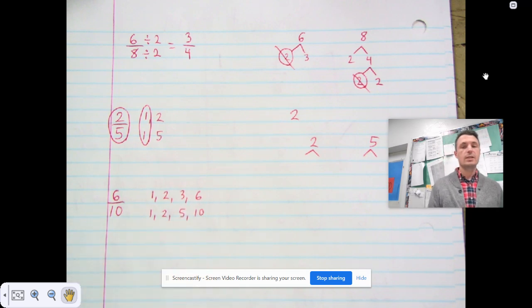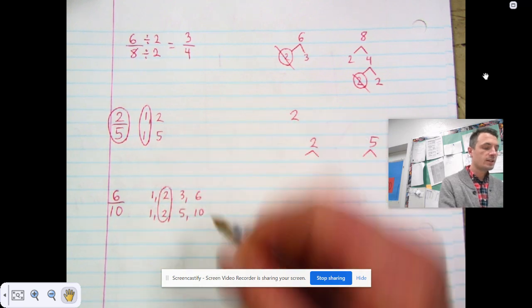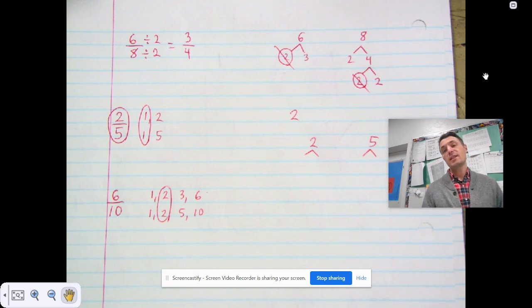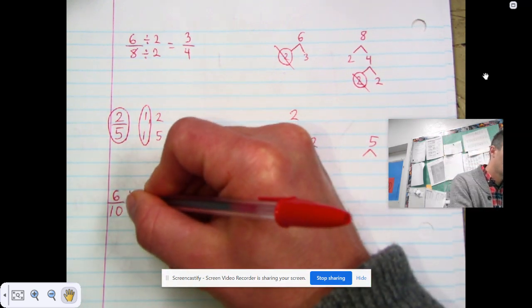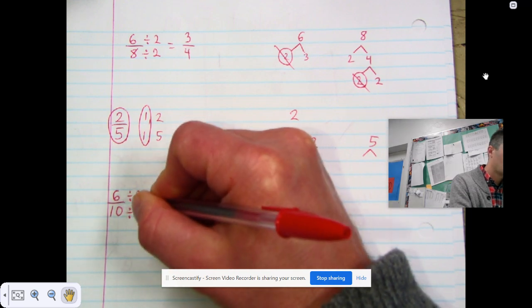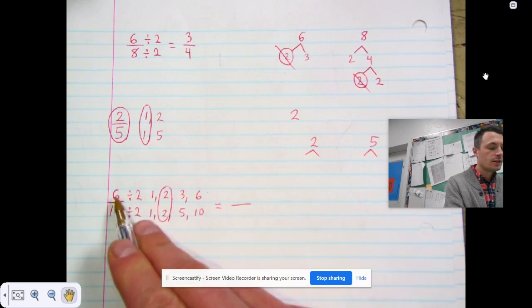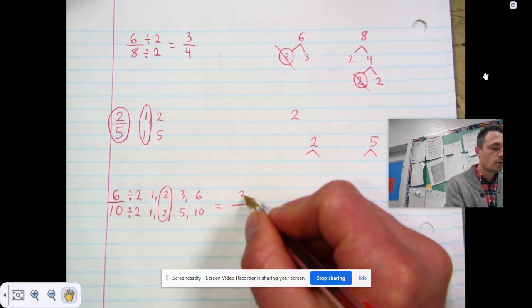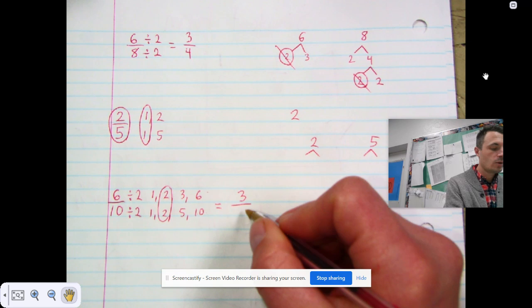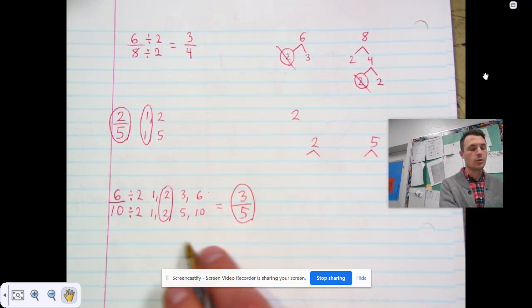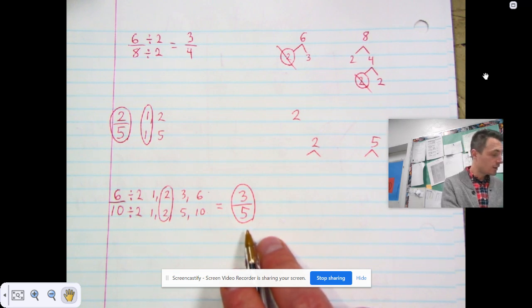Now we look for the biggest number that's in both lists, and that's 2. 2 is the biggest number that's in this list and this list. We found the GCF, the greatest common factor. Now the next step is to divide the numerator and denominator by that greatest common factor. We'll put the answer over here. 6 divided by 2 is 3. 10 divided by 2 is 5. So 6/10 written in simplest form is 3/5.